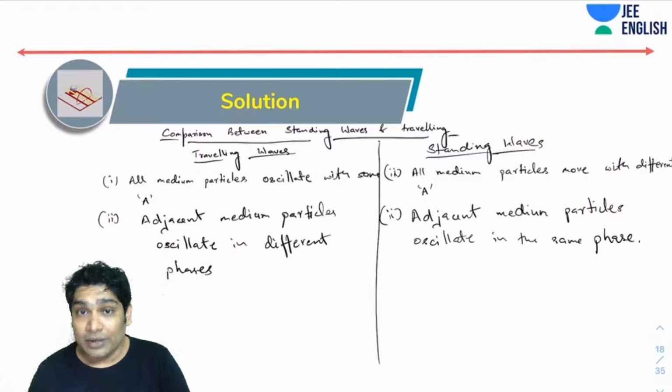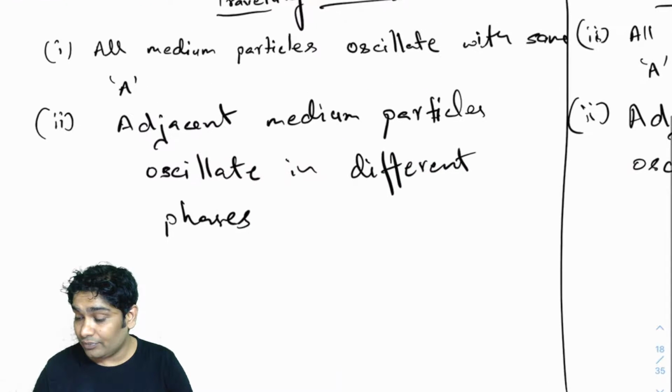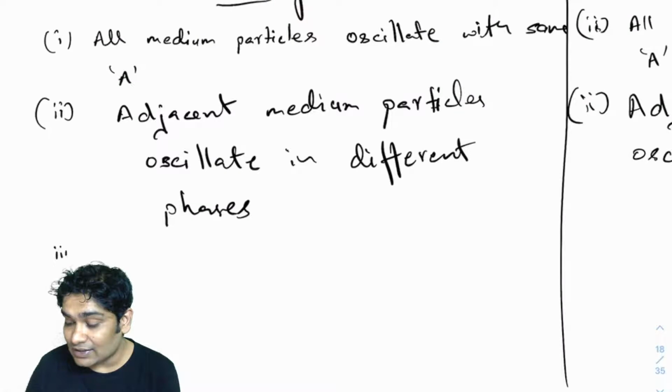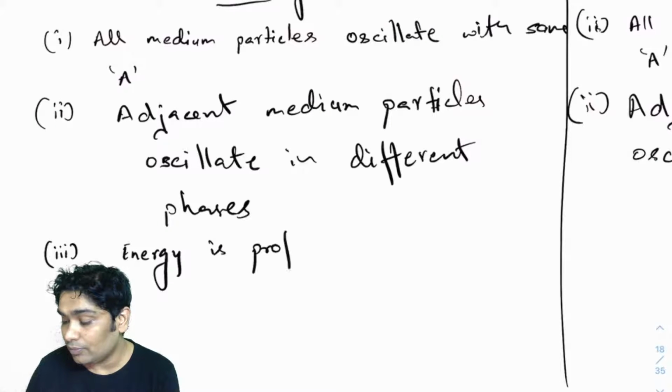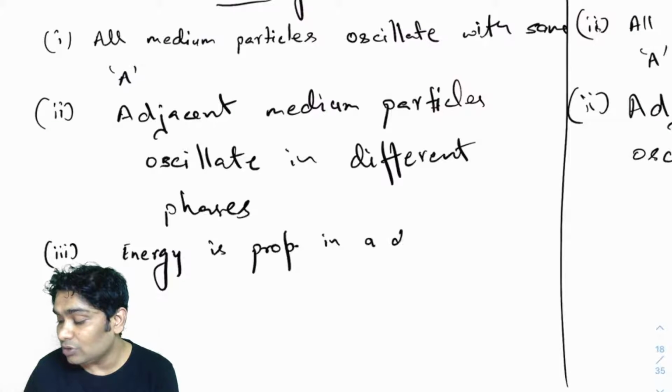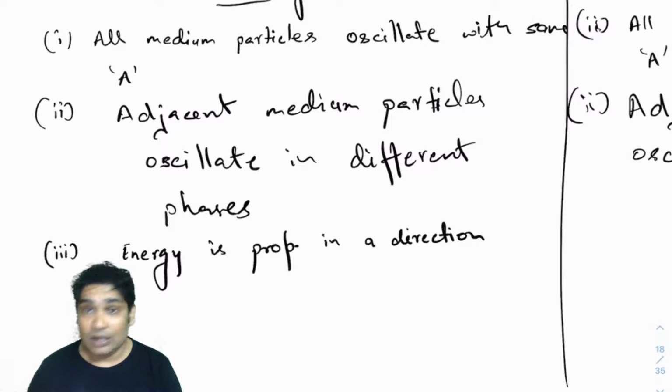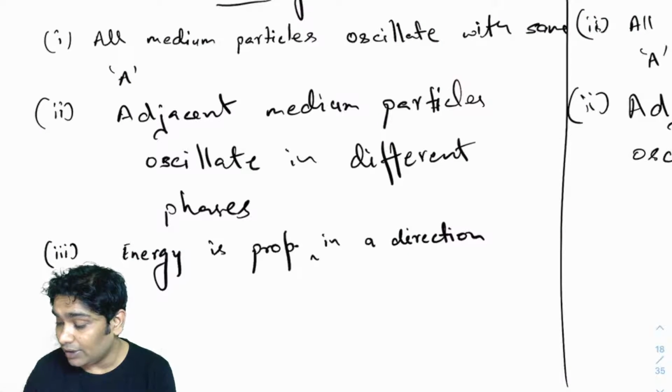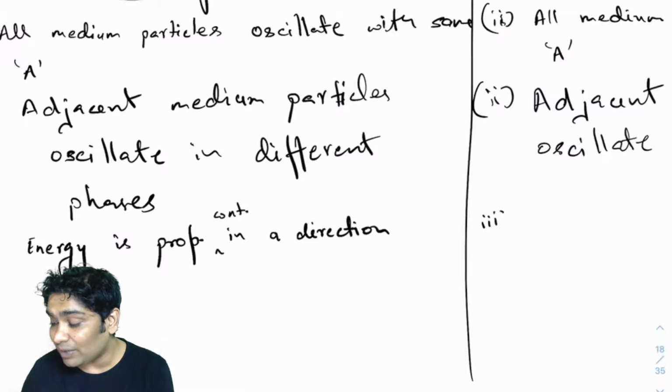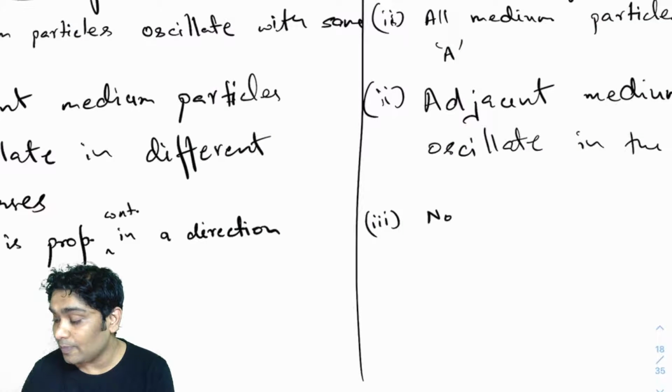Anyhow, so here there was energy transfer happening. In this case, energy gets transferred. Energy transfer is happening in one particular direction. So energy is propagating in a direction. That can be either right or left, whatever the direction, but there is energy propagation. Energy is propagating continuously. And here there is no net propagation of energy.